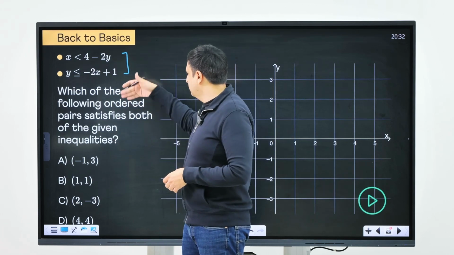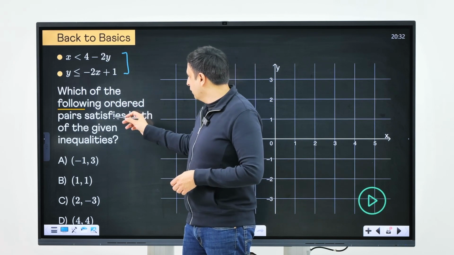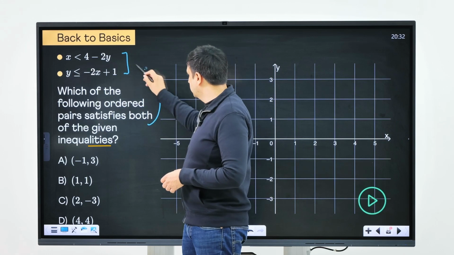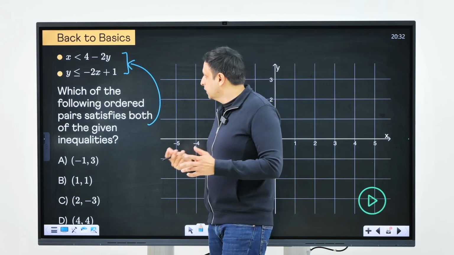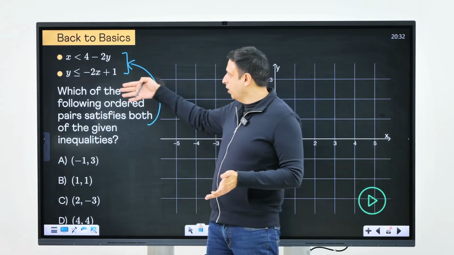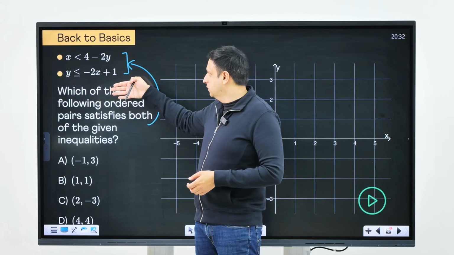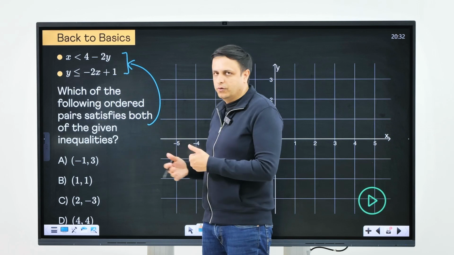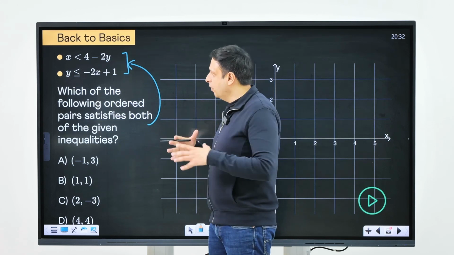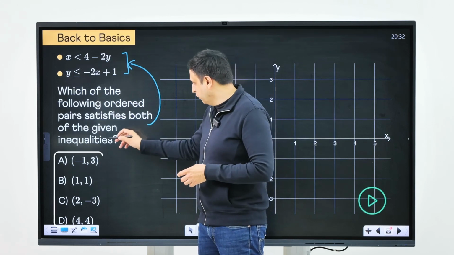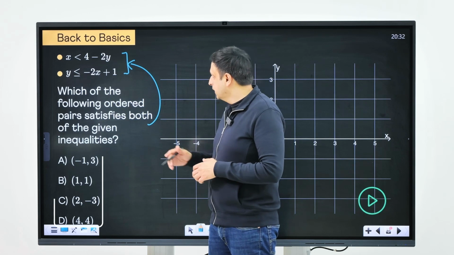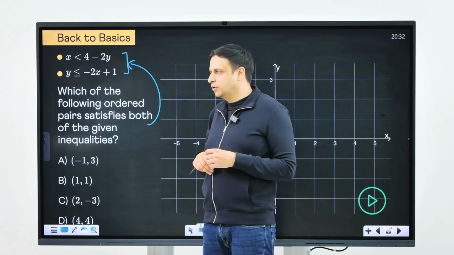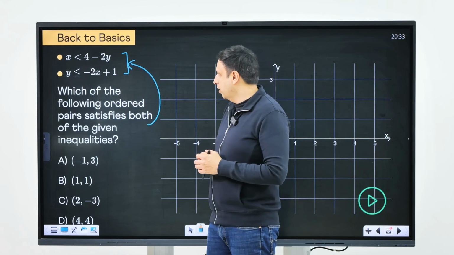So here's a problem based on this idea. Which of the following ordered pairs satisfies both of the given inequalities, or the system of inequalities? So how would we do this? Well, we could just plot the half planes which are the solutions to these 2 inequalities, that we already know how to do, and then we look at the common region of the 2 half planes and figure out which of the 4 points lies in both the half planes, or the intersection of the 2 half planes. So that's how we do problems of this kind.